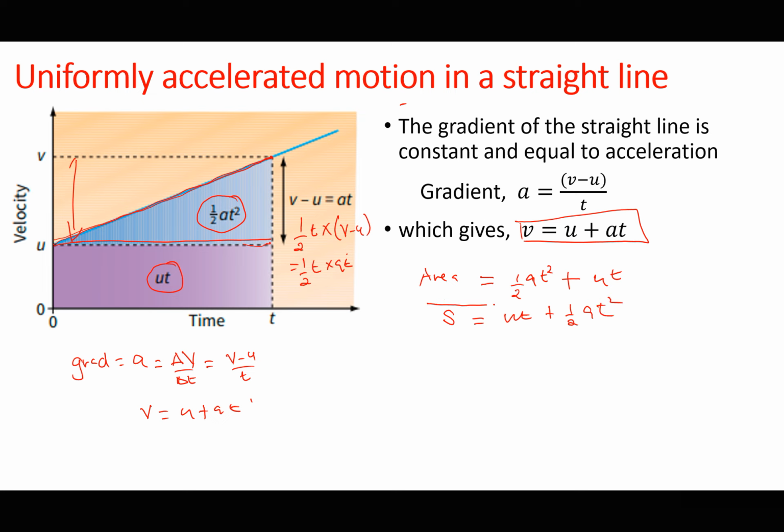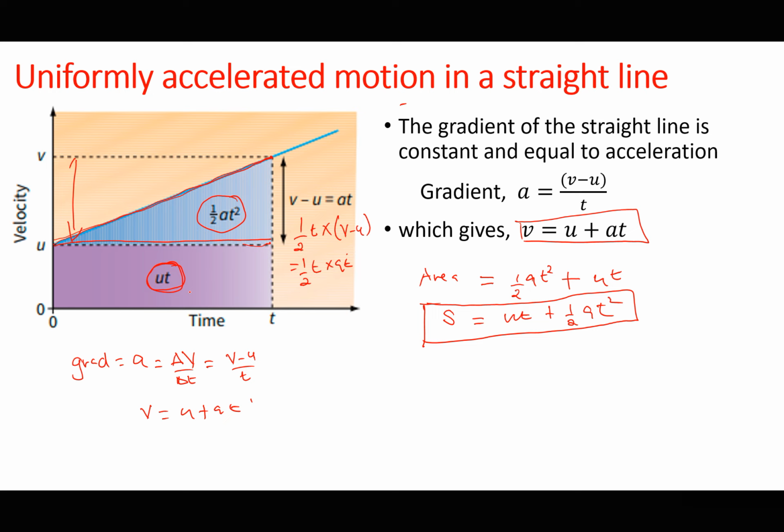So this will also be another equation, the second equation of motion, where the acceleration must be constant and the object must be moving in a straight line. If I just found the area under that graph, the area of the rectangle at the bottom was ut. The area of the triangle was a half at squared. So the total area would be ut plus a half at squared.